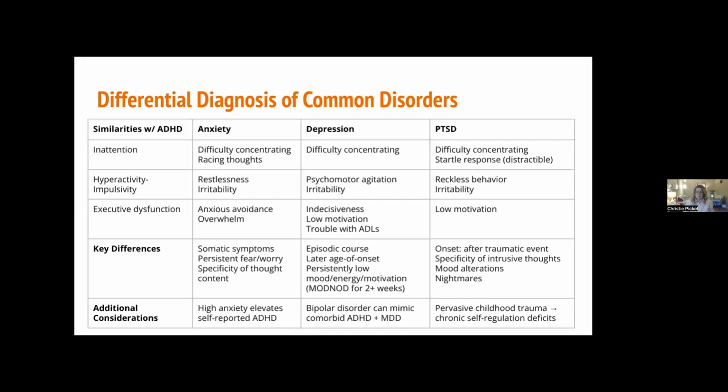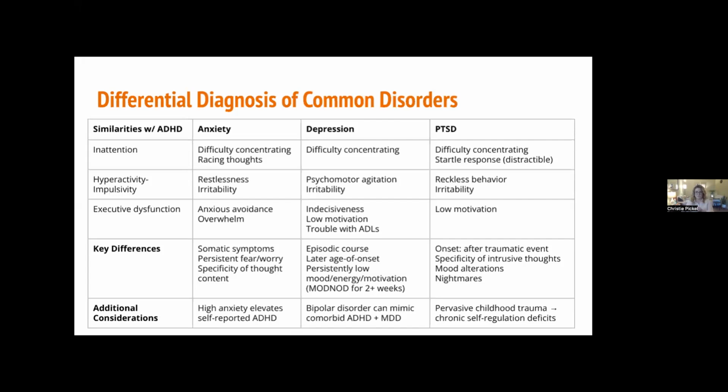The key differences that we would want to look for here is depression typically is going to have an episodic course, right? Obviously there are exceptions, but that's a really big indicator. If these problems with attention are only occurring while there's also mood disturbance, that's a big flag that, okay, that's not ADHD, that's something else. Depression tends to have a later age of onset. And these symptoms with depression, the low mood, the low energy, the low motivation, we're really going to see those more persistently during the course of an episode.